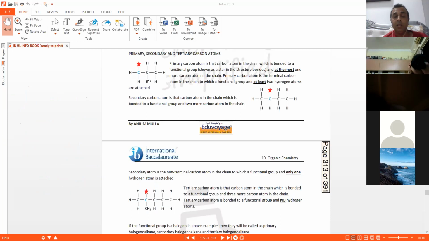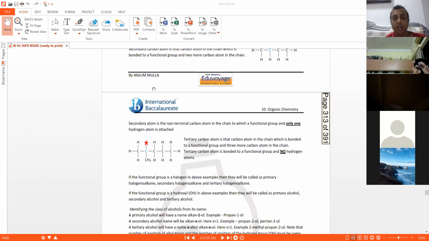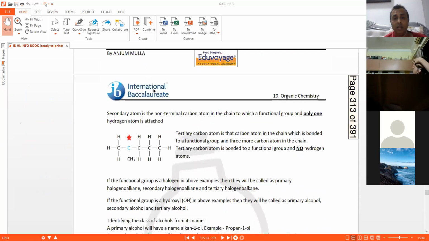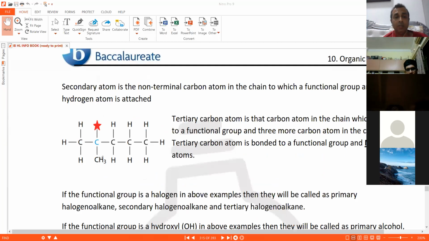But in tertiary you need to be careful about one thing: if my star is on here, and suppose this is H, my CH3 is here, so this is not tertiary, because the methyl is somewhere else and the star is somewhere else. This is not tertiary. Is this clear, everyone? Yes, sir. So you can identify from the name.